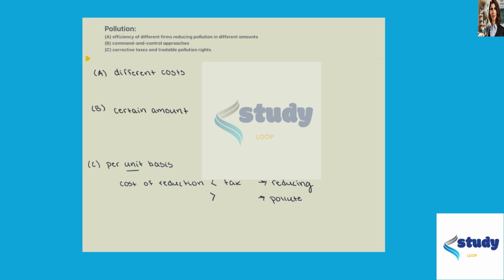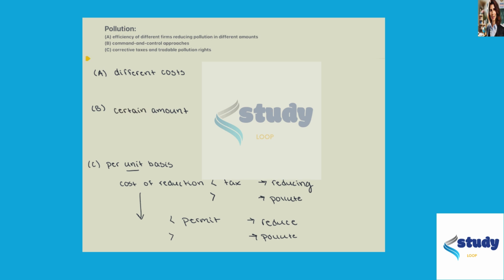But firms who can reduce their pollution at a lower cost than they could have purchased that permit for will do so. So in this case, the cost of reduction would be less than the cost of that permit, and again, these firms are going to reduce their pollution. However, if it were greater than the cost of that permit, again, we're going to see these firms just continue to pollute.